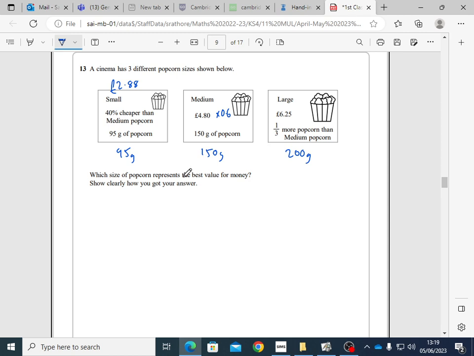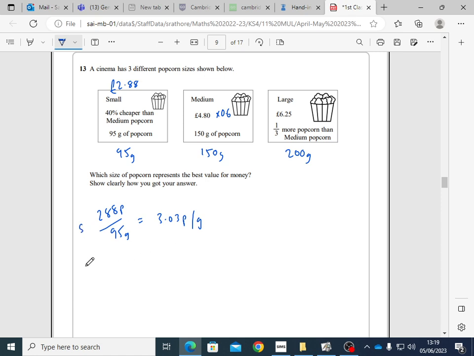So now, best value for money. How can we do this? We can do it a couple of ways. Because it's a calculator, you're better off doing it this way. What you could do is change them all into pennies if you want, or do it in pounds, whatever you want. I'm just going to give you better numbers. Do 288, that's in p's, divided by 95 grams. So can somebody tell me? If I do that on my calculator, 288 divided by 95, that's going to tell me it's 3.03 pence per gram of popcorn.